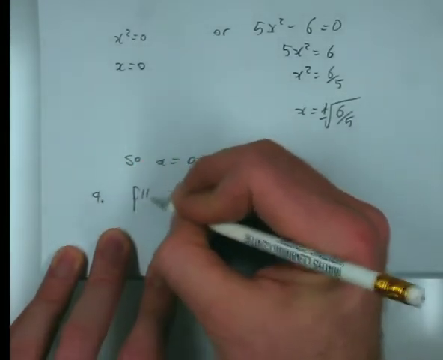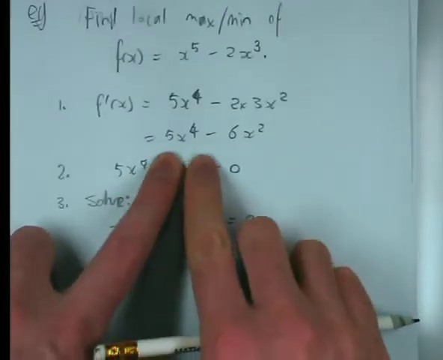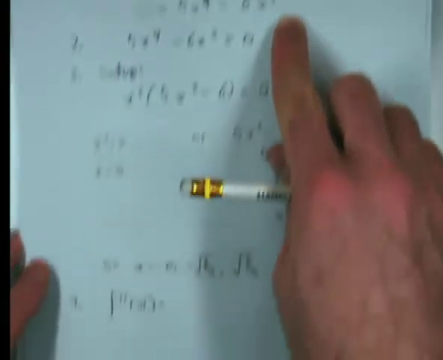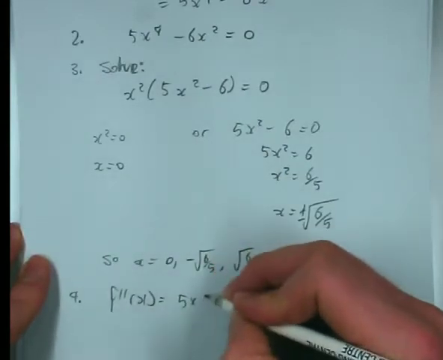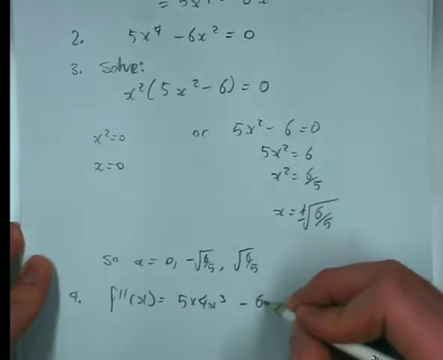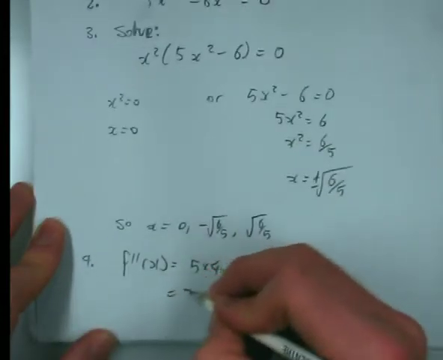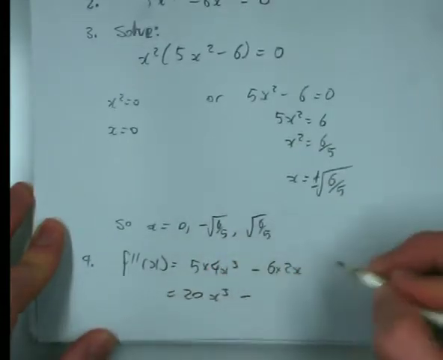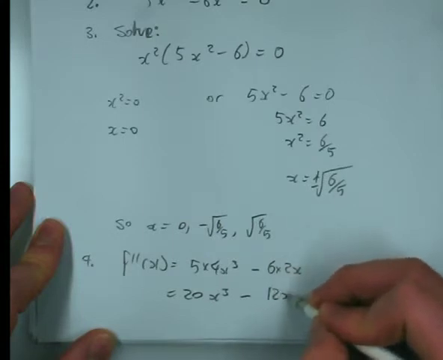So I'll just find f double dashed x. I'll go back to f dashed, which was 5x to the 4 minus 6x squared. So I'll have 5 still there, 4x cubed, minus 6 is still there, 2x. So I've got 20x cubed minus 12x.